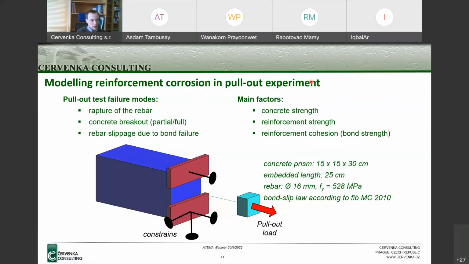Now I would like to show some application of this corrosion model. So this shows a simulation of an experimental study of a pull-out test. Let's assume that we have a concrete prism with the dimensions 15 by 15 and a length of 30 centimeters. And the embedded length of the reinforcement is 25 centimeters. The bond slip law is generated based on the fib Model Code, and from one surface we apply the chloride attack.